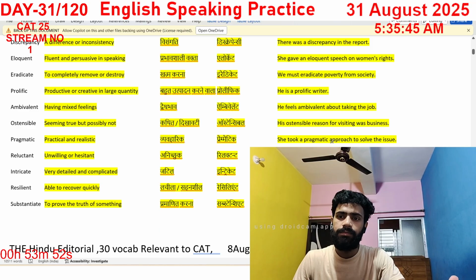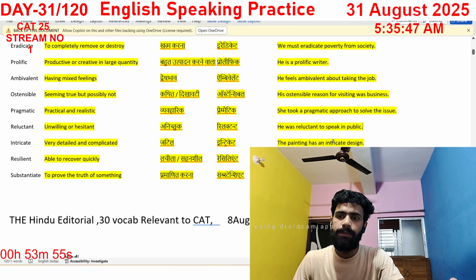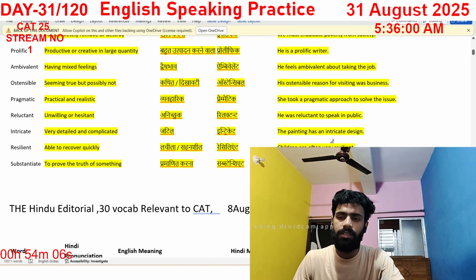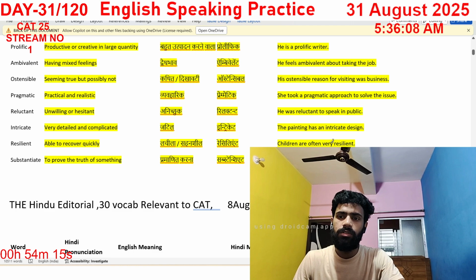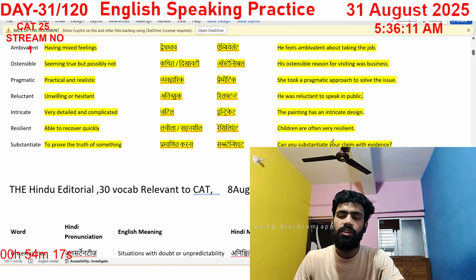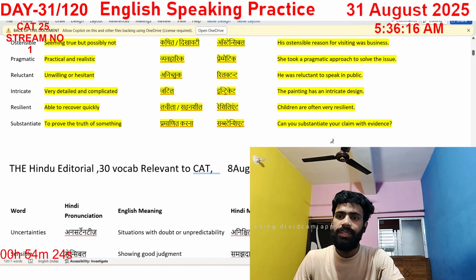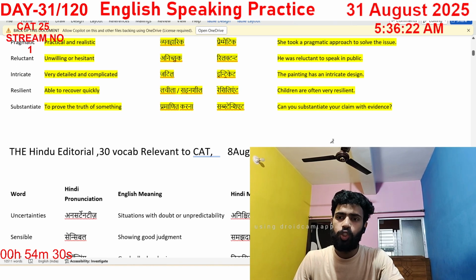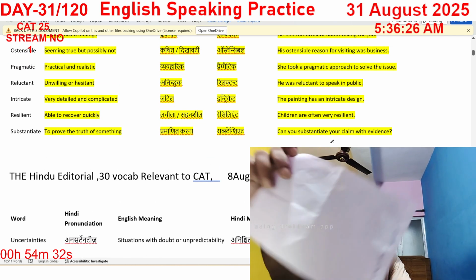Ambivalent means having mixed feelings. Ostensible means something looking true but possibly not. Pragmatic means practical and realistic. Reluctant means hesitant or unwilling to speak in public. Intricate means complicated and detailed. Resilient means to recover quickly from failure. Substantiate means to prove. So I revised these 30 vocabs.